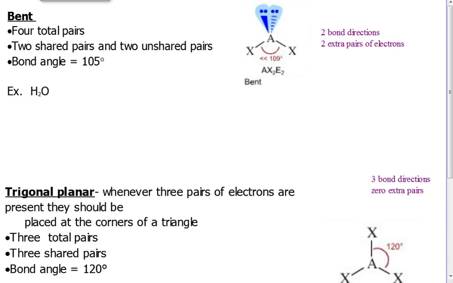Water. Draw the Lewis dot structure for water. You have an oxygen with 6. You got a hydrogen with 1, a hydrogen with 1. They bond and share. Are there extra electrons on the oxygen?